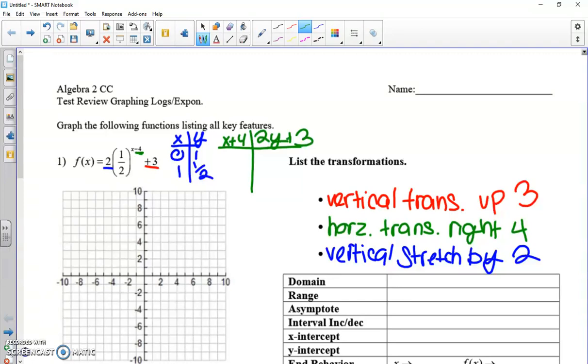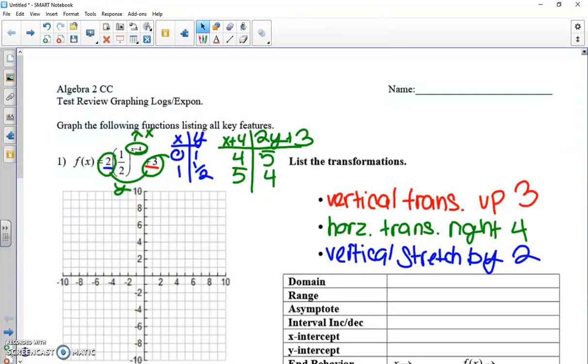Really, everything up here with the x goes with the x. Everything else on the outside goes with the y. So this goes with the x. These go with the y. Anyway, now we just add. 0 plus 4 is 4. 1 plus 4 is 5. Here we multiply by 2. So 2 times 1 is 2, plus 3 is 5. And then 2 times 1/2 is 1, plus 3 is 4.